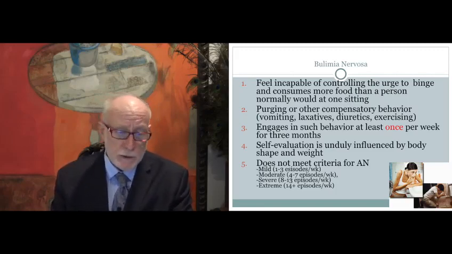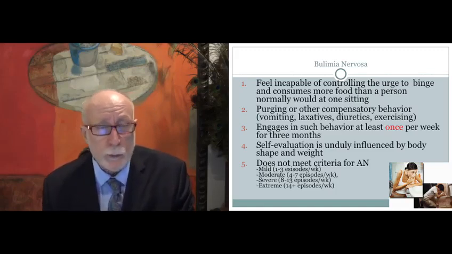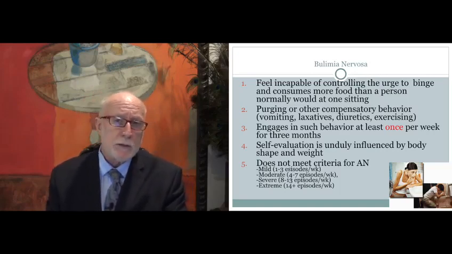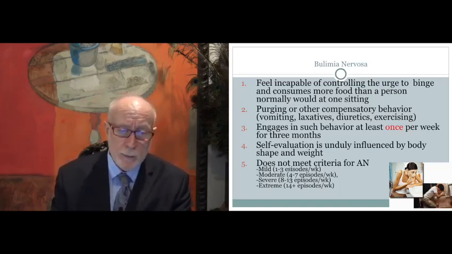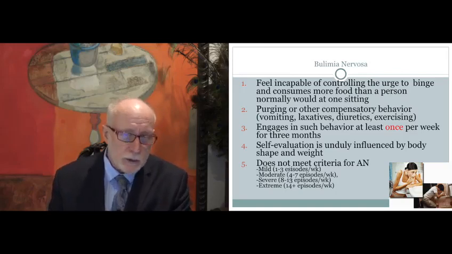Importantly, the person in the DSM-5 needs to engage in this binge-purge cycle at least once per week for 3 months. Now, this is a change because in previous editions of the DSM, the individual had to engage in this binge-purge cycle at least twice per week for a 3-month period of time. So they've relaxed that criterion from twice to once per week.